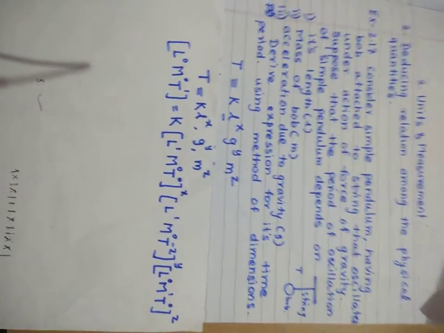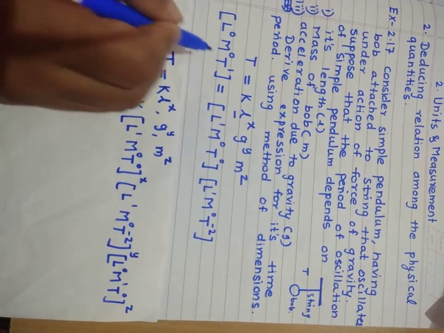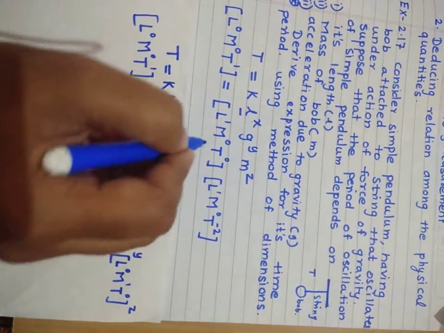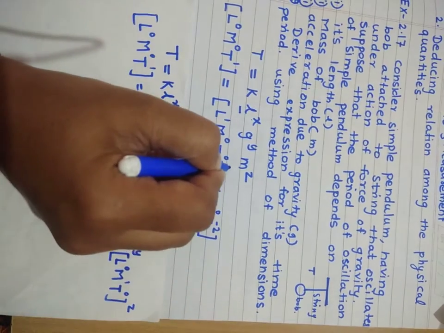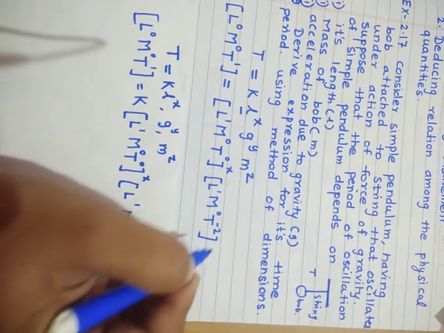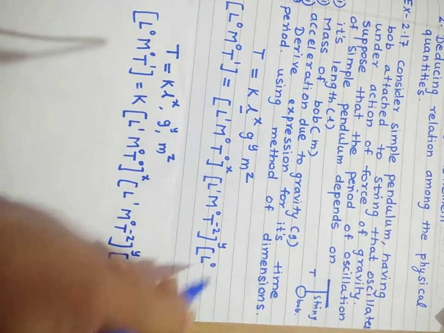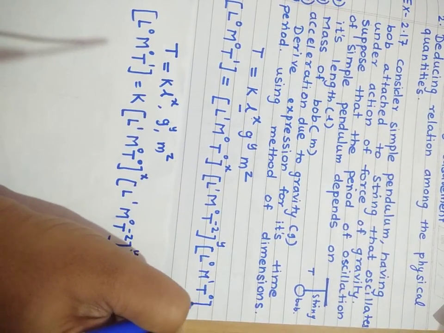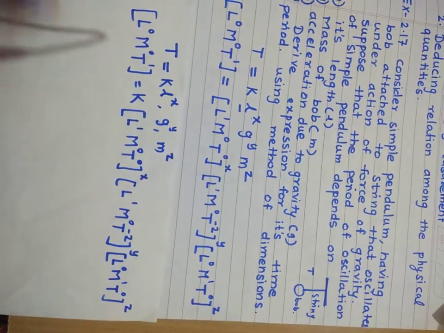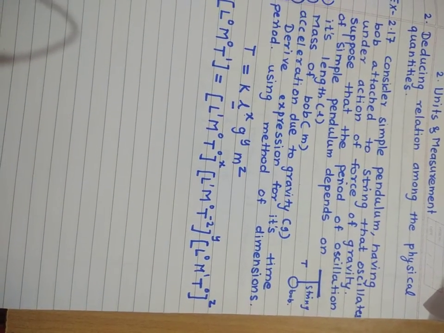So we have written all these quantities in the form of dimensions. Let us see here. L raised to 0, M raised to 0, T raised to 1, equals K times L raised to 1, M raised to 0, T raised to 0, raised to x, times this raised to y, and for m we are writing here L raised to 0, M raised to 1, T raised to 0, raised to z. Okay. So K is the dimensional constant.